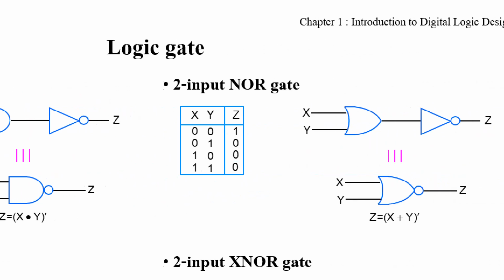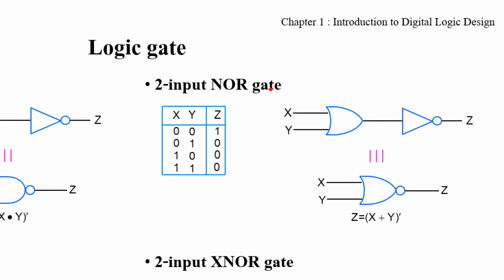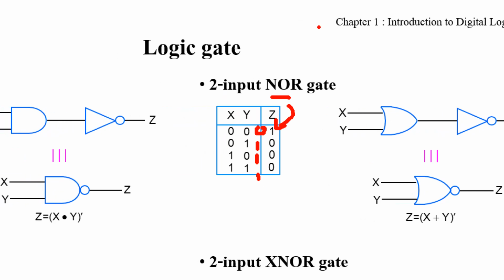The next one is the NOR gate. NOR is NOT OR. Then the output is the opposite of OR. For OR, the output is 0, 1, 1, 1. For NOR, the output is the opposite, so it becomes 1, 0, 0, 0. For the mathematical expression, we invert the AND for NAND, and invert the OR for NOR. We use parentheses to group this.